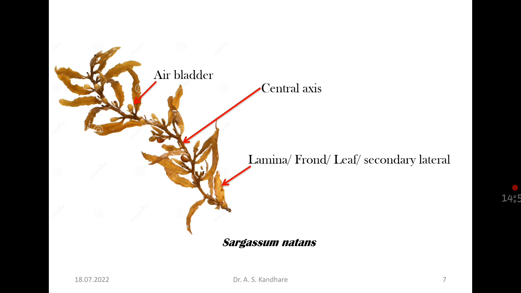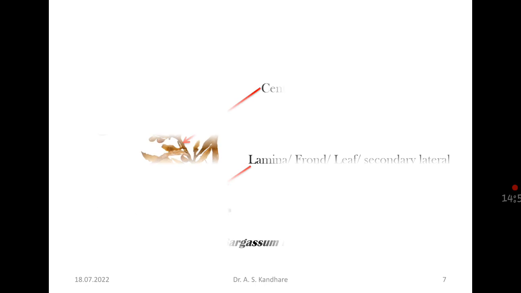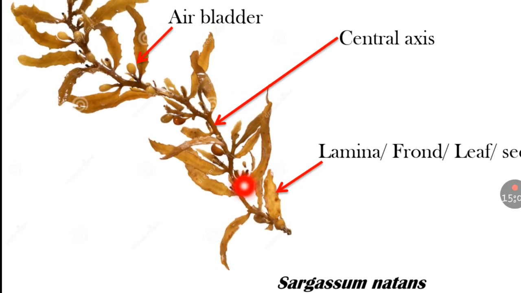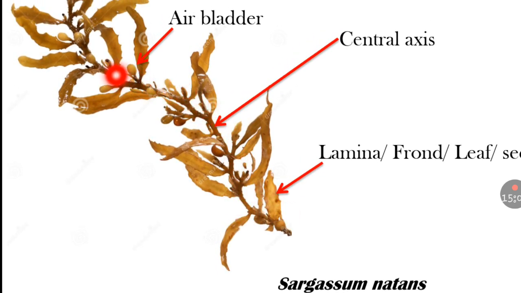Now here an example is Sargassum natans. This is also brown algae. Here you can see this thallus, isn't it? Now here you can see this is the central axis, this middle part is called the central axis. These balloon-like small vesicles are visible, air bladders, and inside them there is gas. They help to float the branching, isn't it? The plant can float erect in the water body. So this is air bladder and this is lamina, isn't it?